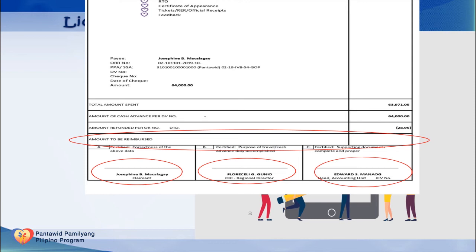Lastly, box C, certified. The supporting documents must be complete and proper, such as the name and signature of the head of the accounting division or unit and the date it was signed. Also, the number of the journal entry voucher used as a basis in recording the liquidation in the general journal should be indicated.